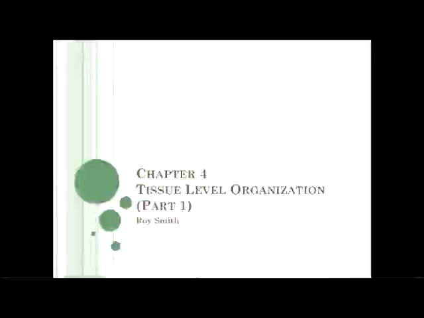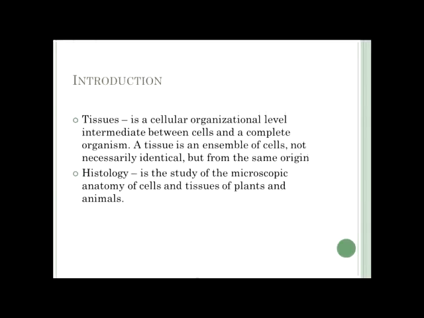Okay, hello, this is going to be Chapter 4, Part 1, Tissue Level of Organization. And in this introduction, we're going to talk about tissues, the cellular organization level intermediate between cells and complete organisms. A tissue is an ensemble of cells, not necessarily identical, but of the same origin. And the next term we're going to learn about is histology. It's the study of the microscopic anatomy of cells and the tissue of plants and animals.